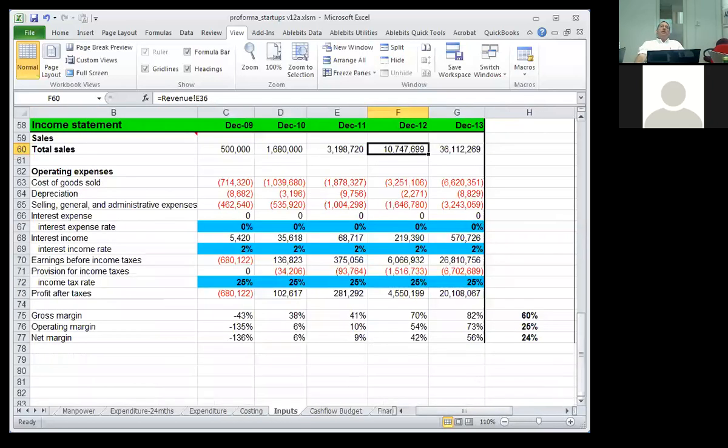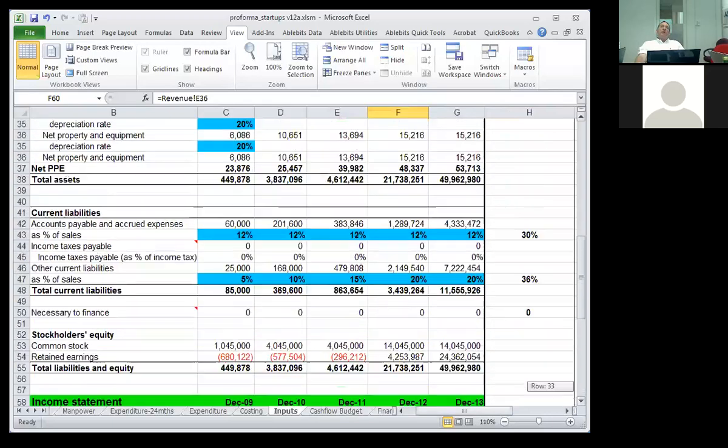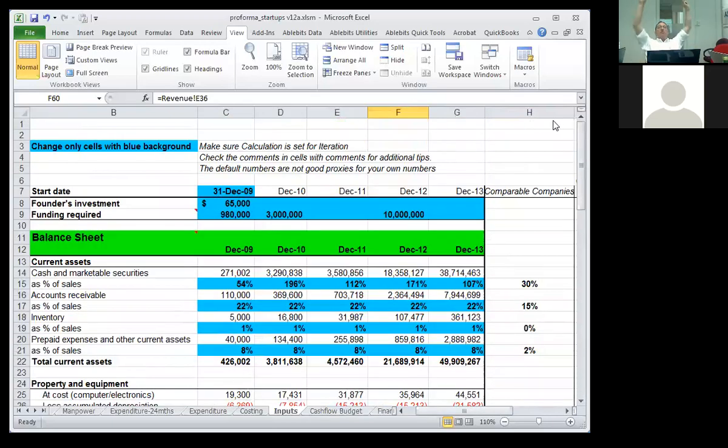The inputs page is the sort of heart of the model. On the inputs page, we can input the funding strategy at the top. We talked yesterday about founders' investment, so what we call bootstrapping the game. And we have an ability to raise a round of investment every year in the model. And we probably don't want to do that because, why?